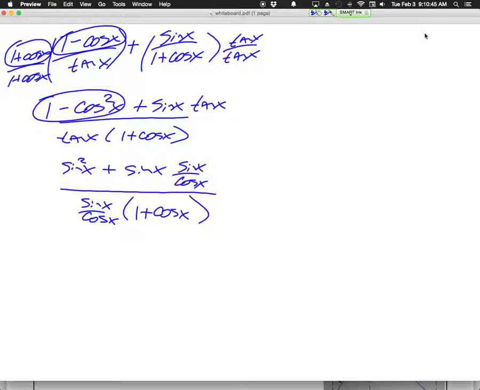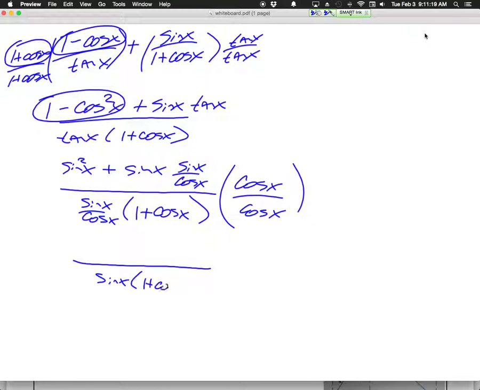Now what? Multiply by the denominator. Very good. So what am I going to multiply by, Blake? Cosine. You're right. So I'm going to multiply by cosine. So what does my denominator end up being? Sine of x times 1 plus cosine.